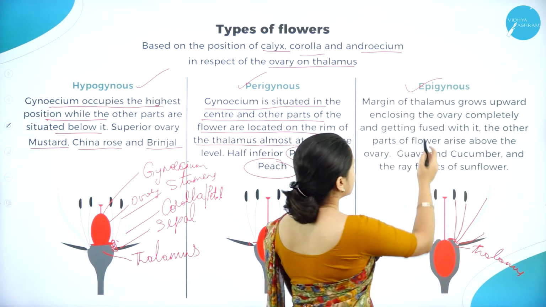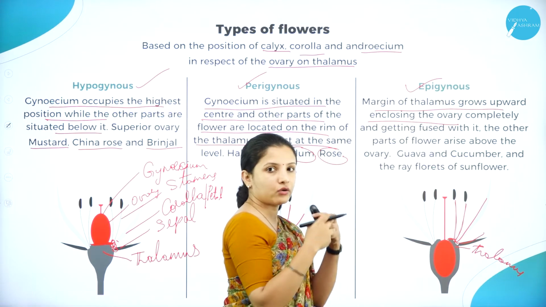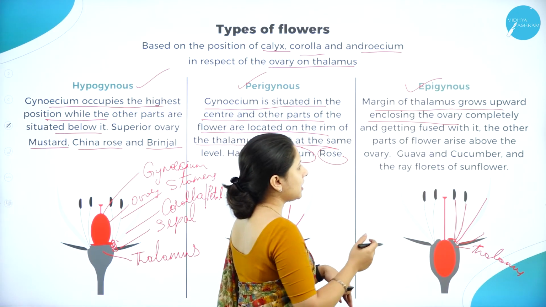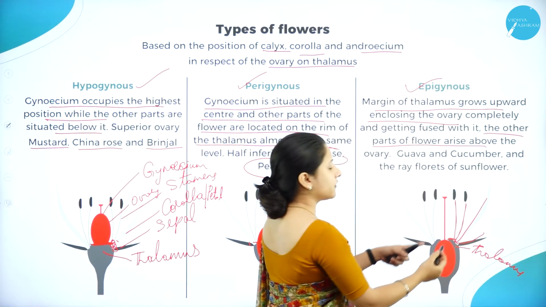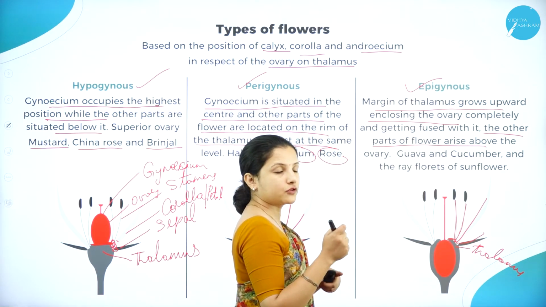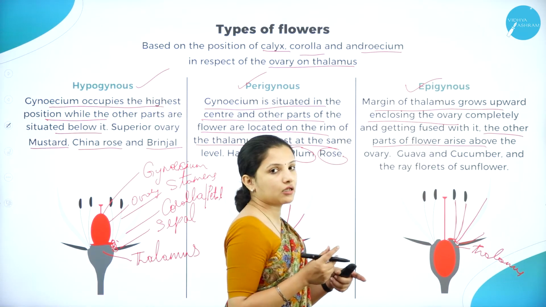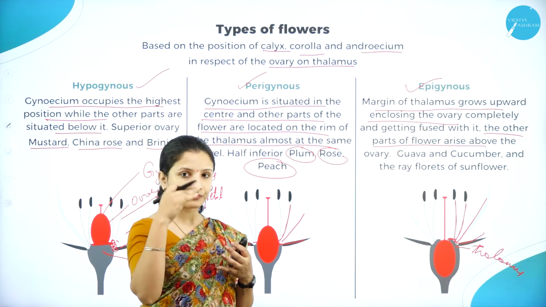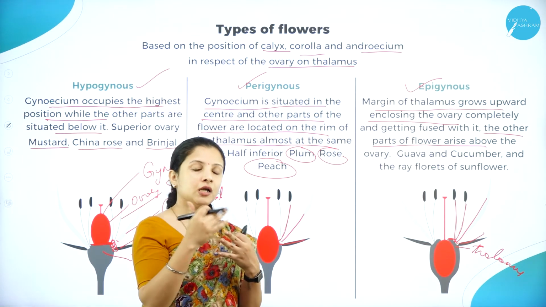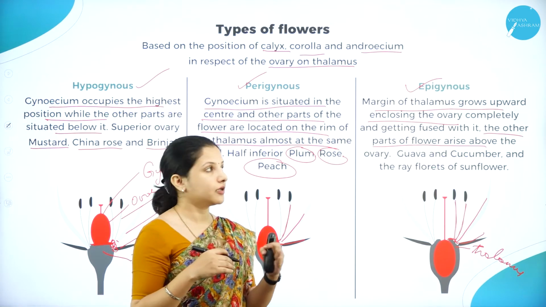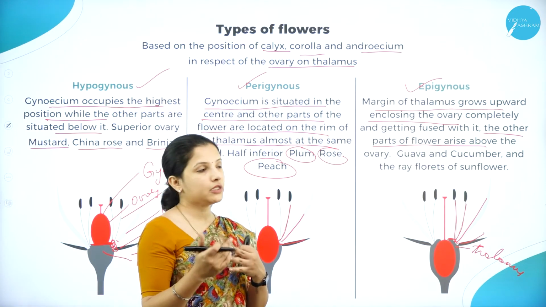So here, the margin of the thalamus will grow upward and it will completely enclose or completely cover the ovary, and from there where the thalamus ends, the margin of the thalamus, from the top of the ovary, the other parts of the flower will arise. So, such flowers are nothing but epigynous. Epi means the ovary is inferior. Hypo means the ovary is superior and the other parts of the flower are inferior. In the case of epigynous, the ovary is inferior, other parts of the flower will be superior.